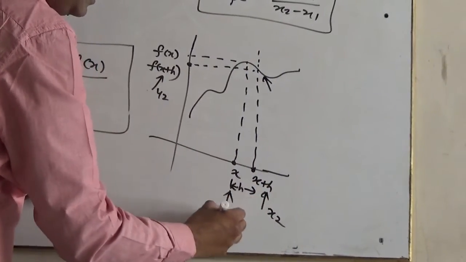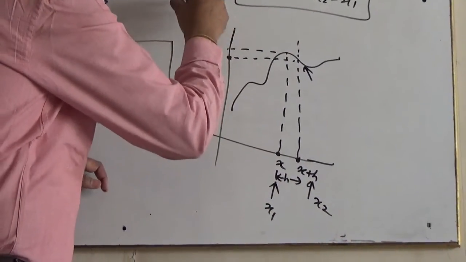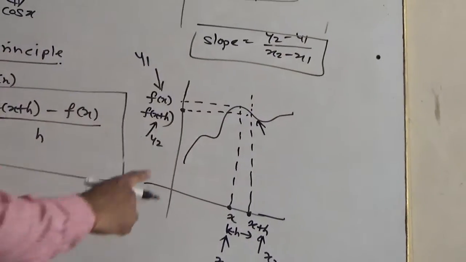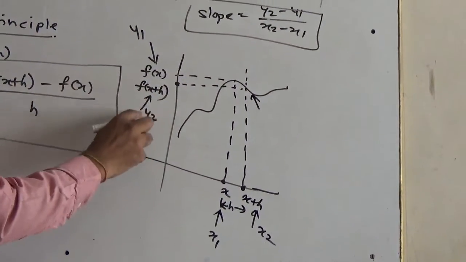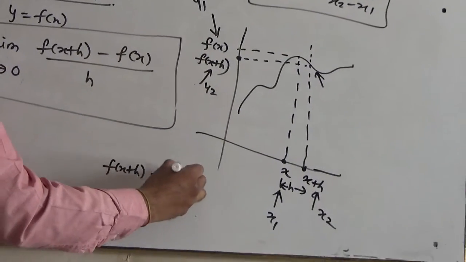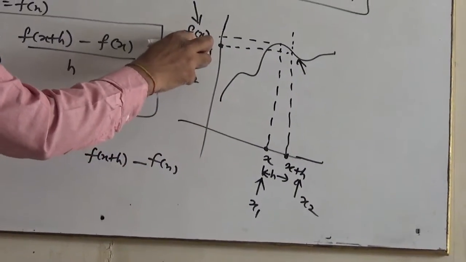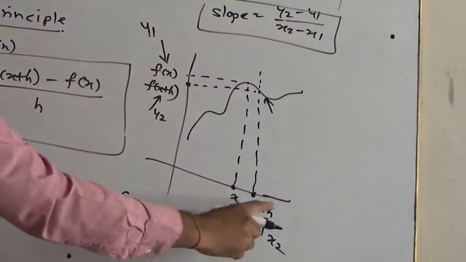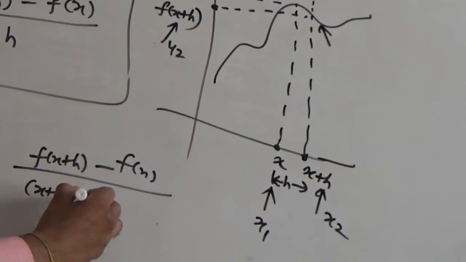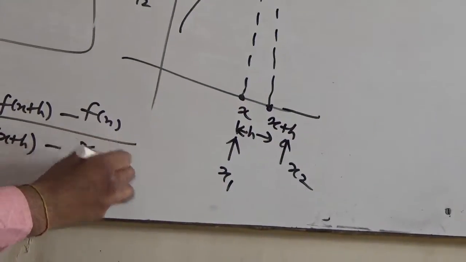This is x1 and this is y1. So what was the formula? y2 minus y1 upon x2 minus x1. Same is the formula here. y2 minus y1 means what? f of x plus h minus f of x. This is y2 minus y1. What about x2 minus x1? What is x2? Actually x plus h minus x.